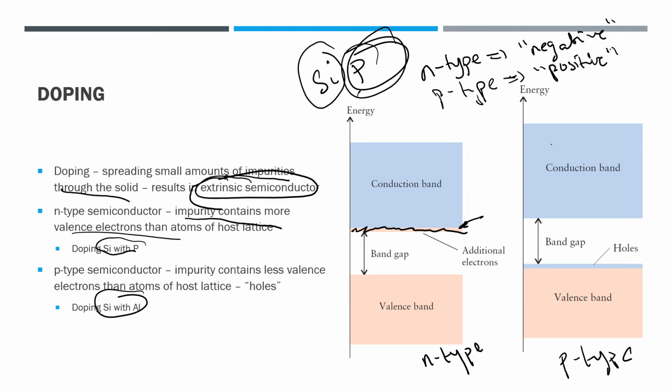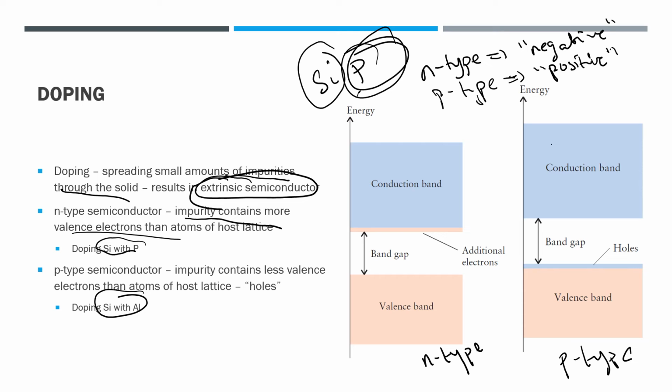What does this do to my conductivity? Conductivity is going to increase with doping, right? Why? Because now there are electrons in the conduction band. These electrons can get excited really easily because they're already there, or as we talked about before, we now have a conduction band that is partially filled.